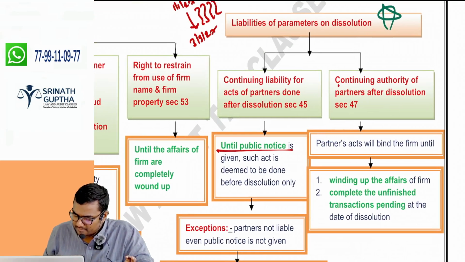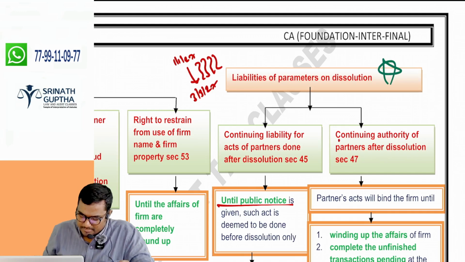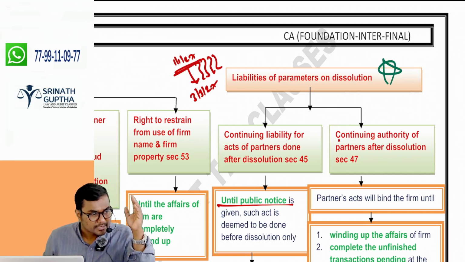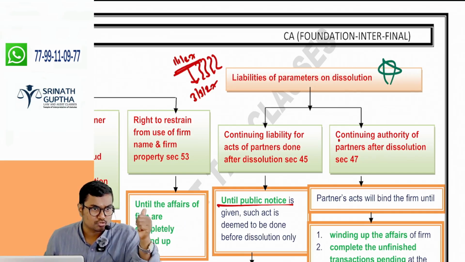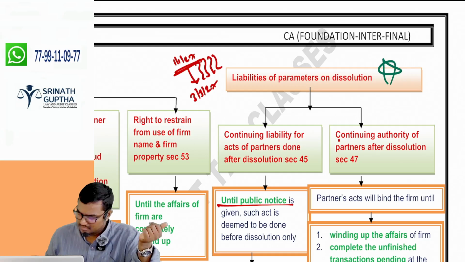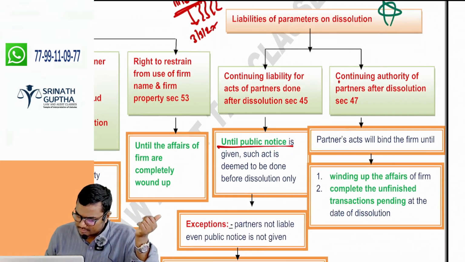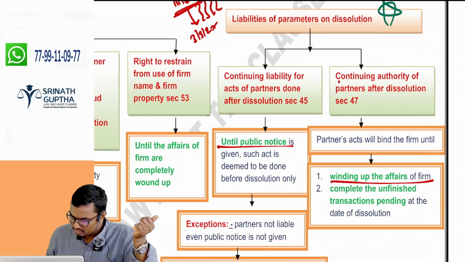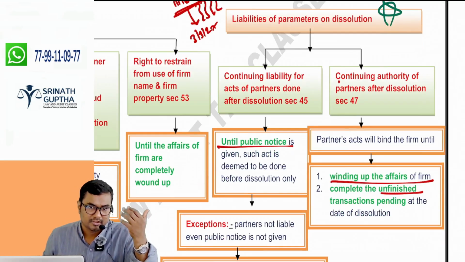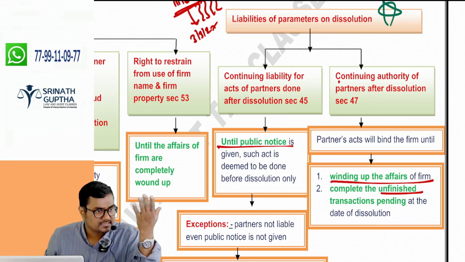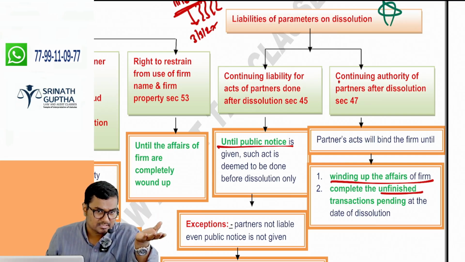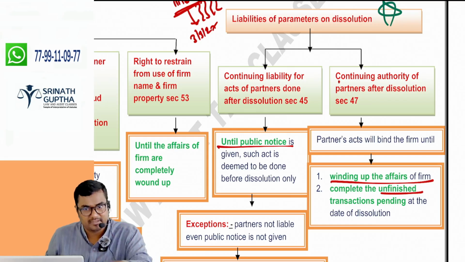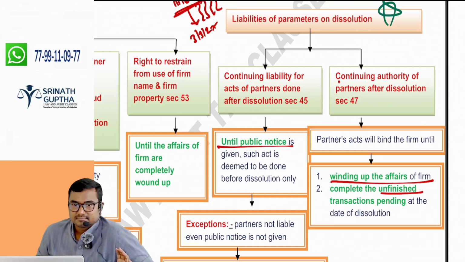Continuing authority of a partner after dissolution. The firm is closed on 1/1/27, but in the shop furniture is there, stock is there. Who should sell all the things? Every partner. Partners continue to be liable until winding up of the affairs to complete the unfinished transactions. Two transactions are unfinished. We discussed an example: a contract for 12 months, 6 months are delivered. For the next 6 months, who is liable? All the partners, even though the firm is not there.